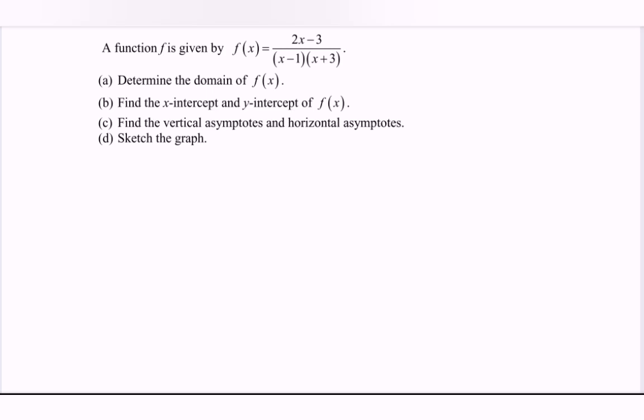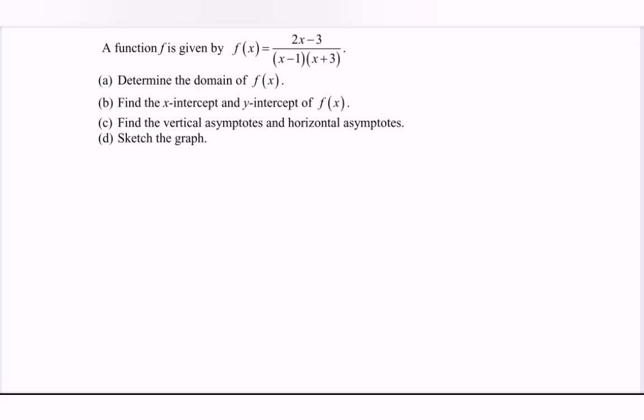Hello everyone, in this video I'm going to discuss the example for limits for graph sketching. A function f is given by f(x) = (2x - 3) / ((x - 1)(x + 3)). Kindly refer to the question. First, what we have to do is to find the domain.